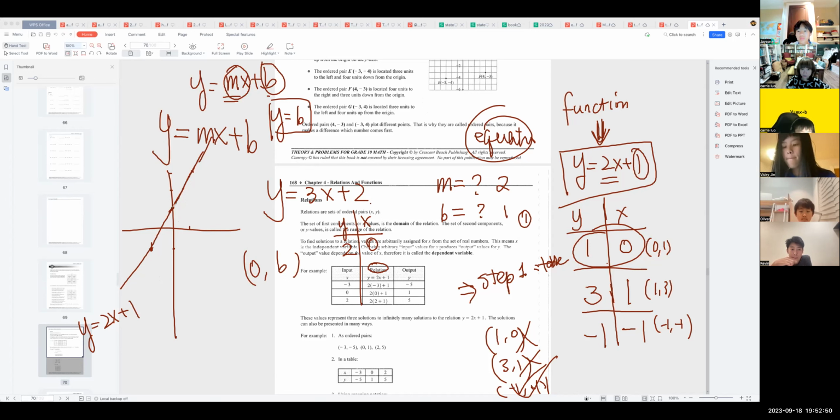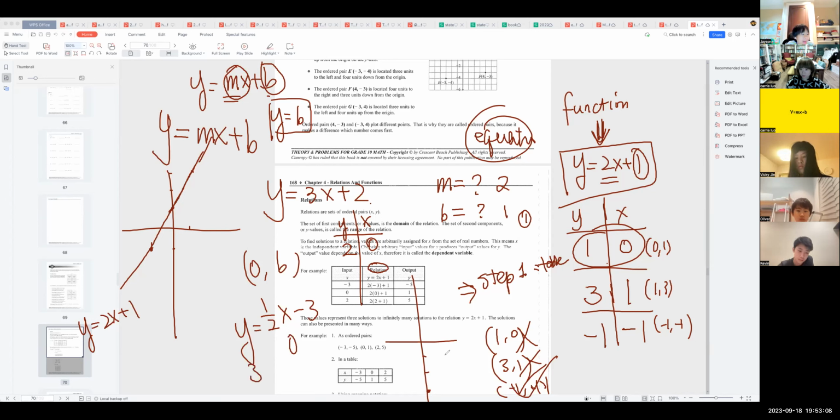Vicky, do you understand? So that means if you have y equals half x minus 3, you don't have to do anything. You know it must go through what? 0 and negative 3. This line must go through this point. Why? Because when x equals 0, y equals negative 3. So this is the intersection of this linear equation and the y-axis.